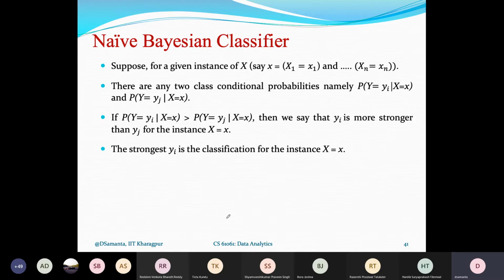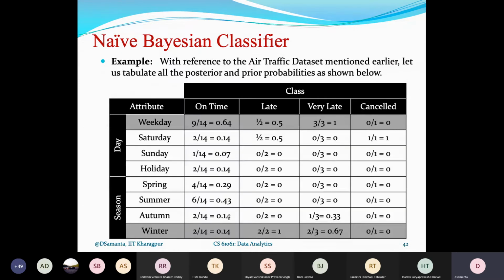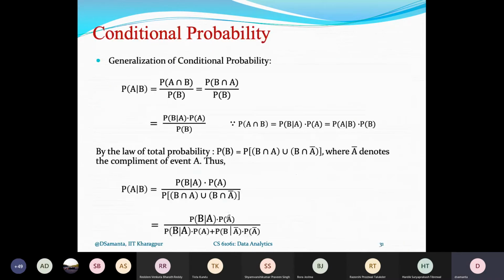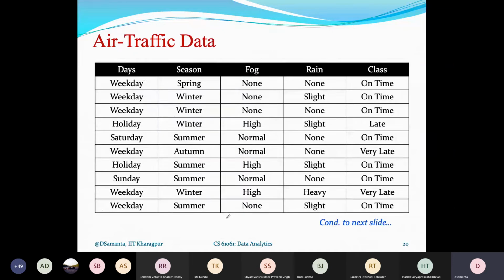Now, let us consider one example so that we can understand this concept better. I can again recall the training data, the air traffic data we discussed in the last class. Here, this is the air traffic data. This data is defined with four attributes: days, season, fog, and rain. And then class is the class level.